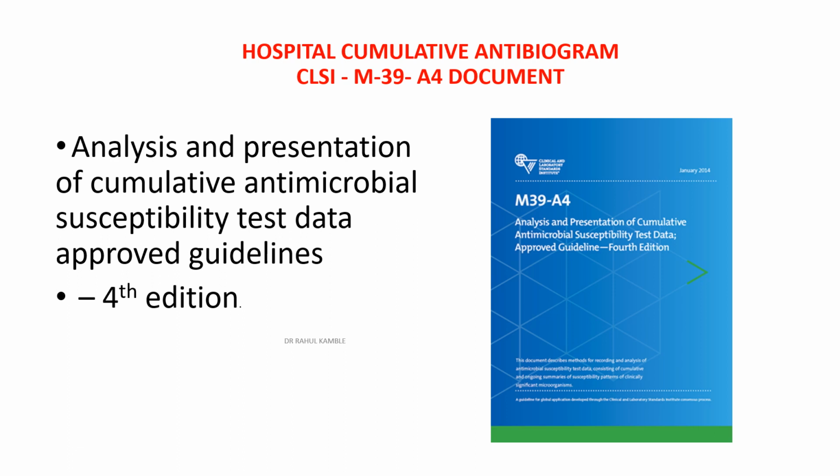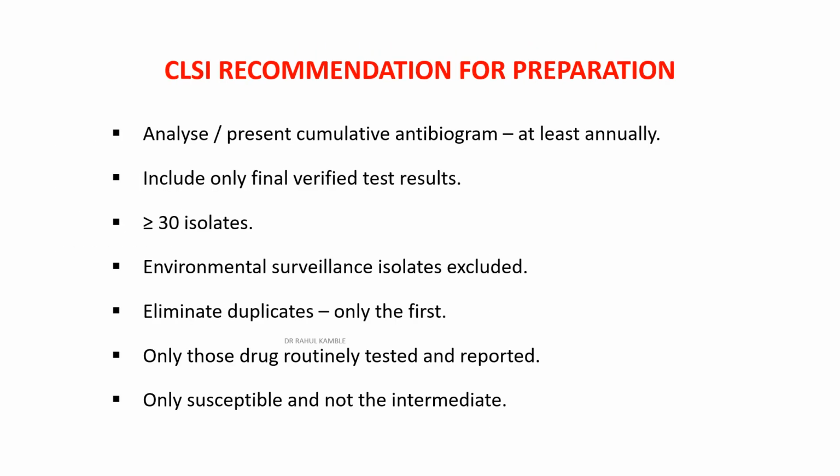So, how to prepare an antibiogram? We first refer to the CLSI guideline, that is the Clinical and Laboratory Standards Institute's M39-A4 document. It guides on how to analyze and present cumulative antibiogram susceptibility test data. What are the few important recommendations of this CLSI? Analyze the antibiogram at least annually, as said before. Include only the final results, not provisional results. At least 30 isolates' sensitivity results should be used for preparing the antibiogram. Environmental results should be excluded. Eliminate the duplicates; use only the first sensitivity result. Only those drugs which are routinely tested should be used, and only susceptible results should be used, not intermediate.